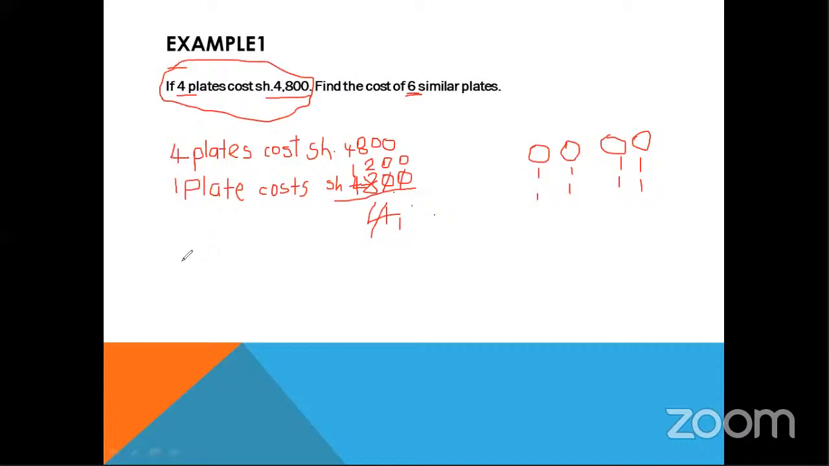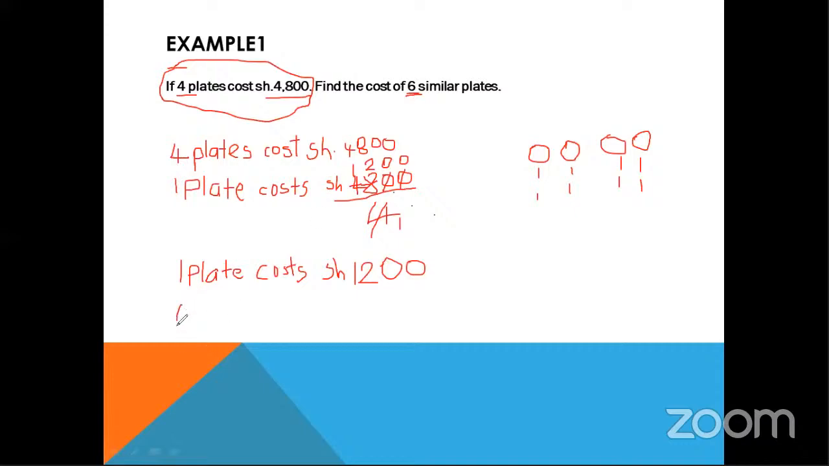So now you continue by saying, okay, now you have got 1 plate. You have already got the cost of 1 plate. So you say 1 plate costs 1,200 shillings. So now the question is up there. We already know the unit price by dividing. So now they are asking us to find the cost of 6 similar plates.